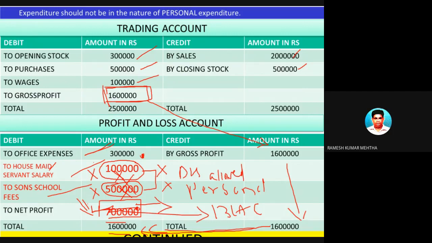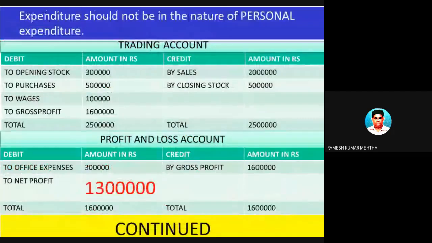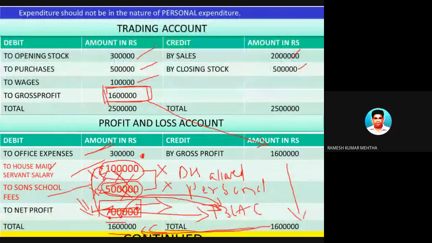Now, the old profit was 7 lakh rupees. The new profit or the real profit or the correct profit is 13 lakh rupees. So what is to be done now? To the 7 lakh rupees, add back this 6 lakhs, 5 lakhs and 1 lakh, which is personal expenditure in nature. Then you will arrive at the real correct profit, which is 13 lakh rupees. So in the next slide, I have shown the real correct profit. So gross profit is 25 lakhs. Sorry, just a moment. There is an element of mistake.